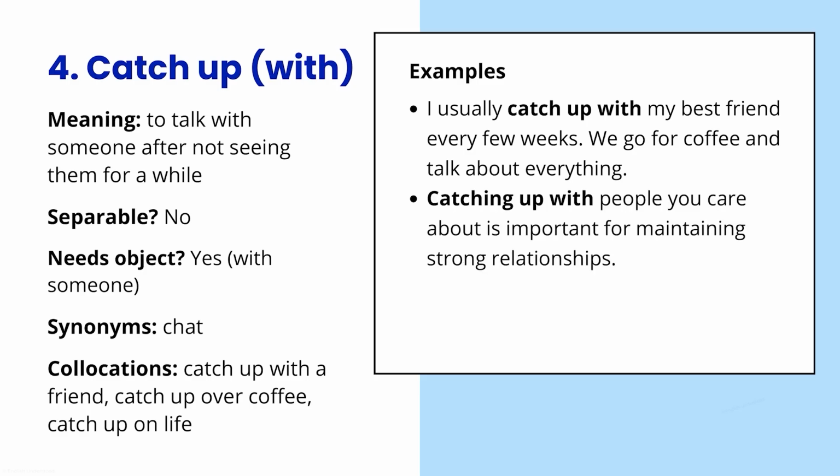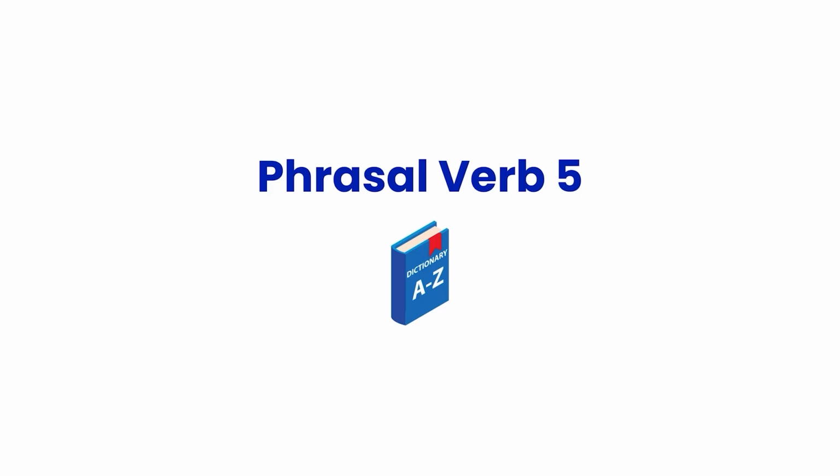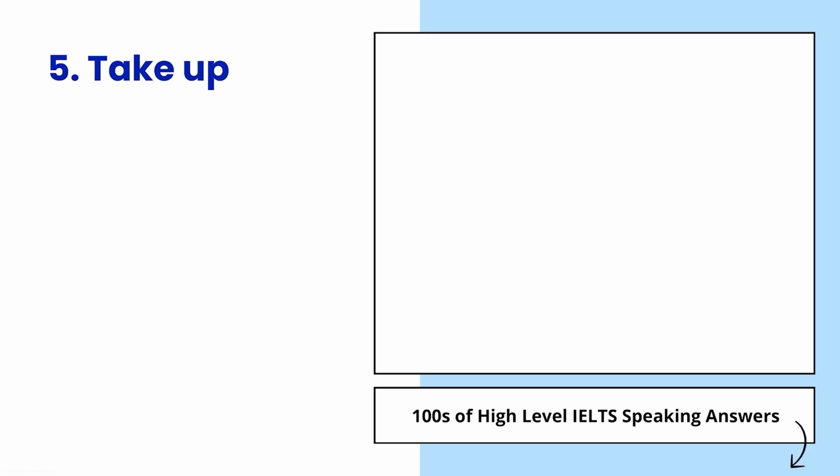Here is another one. Catching up with people you care about is important for maintaining strong relationships. So you can see again that we've got catch up with all together because this one is not separable. So catch up with is a great way to talk about connecting with friends or family after you haven't seen them in a while. Let's move on to phrasal verb number 5 now, which is take up.